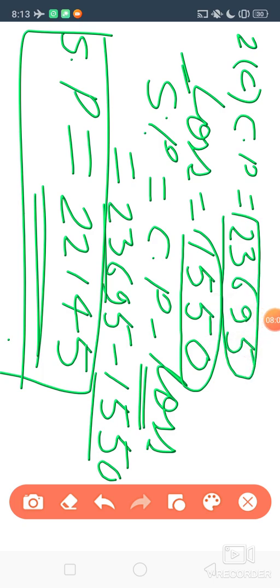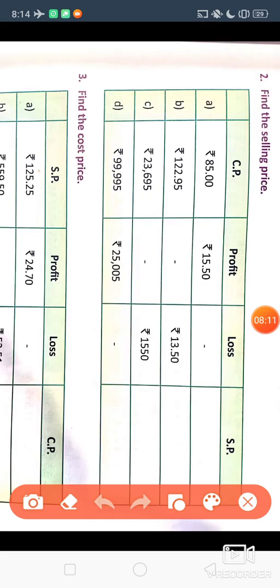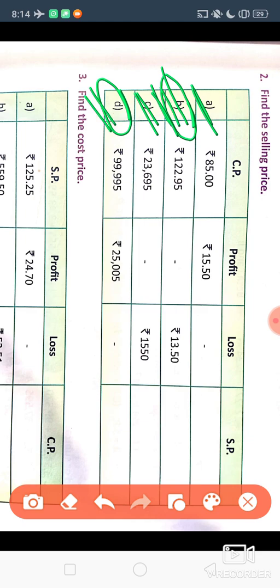So I hope it is clear to you, whatever we have discussed today. Question A and C I have done for you. I hope you'll be able to do them. I'm quite sure you'll be able to do question number B and D. So today this much only I am telling you to do. Do question number B and D. Then tomorrow we'll discuss question number 3.